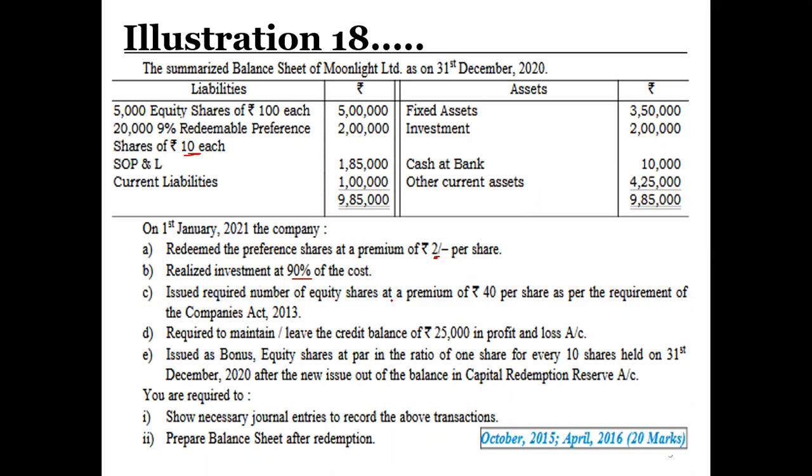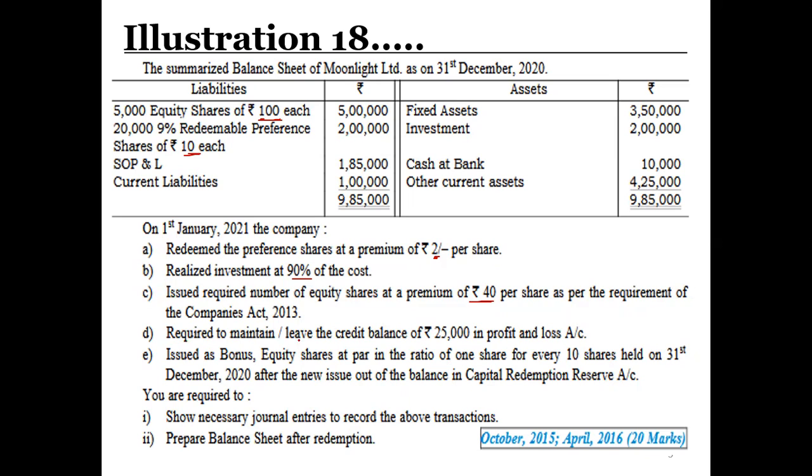Issue of the required number of equity shares at a premium of 40 per share. Premium of 40 per share, so 40 is 40% of 100 rupees, as per the requirement of the Companies Act 2013. And what is the Companies Act requirement? We have already spoken about it. First of all we are going to use whatever divisible profit is available with us, and if there is any shortage, that shortage will be fulfilled by issue of equity shares.